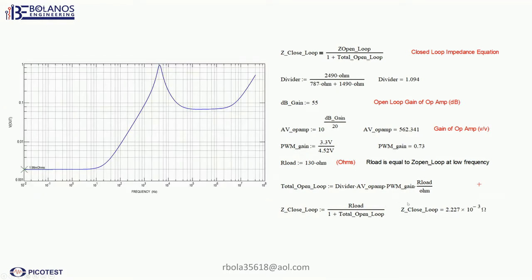So now here's the equation, 2.2 milliohms. And when I do an AC plot, this is the plot that I get. And here you can see at very low frequency, I measure 1.98 milliohms, which is pretty close to what I calculated. Okay, so this tells you that this is pretty close to what I've calculated.